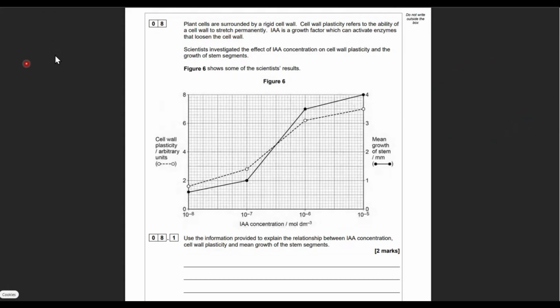All right, let's go. Plant cells are surrounded by a rigid cell wall. Cell wall plasticity refers to the ability of a cell wall to stretch permanently. IAA is a growth factor which can activate enzymes that loosen the cell wall.